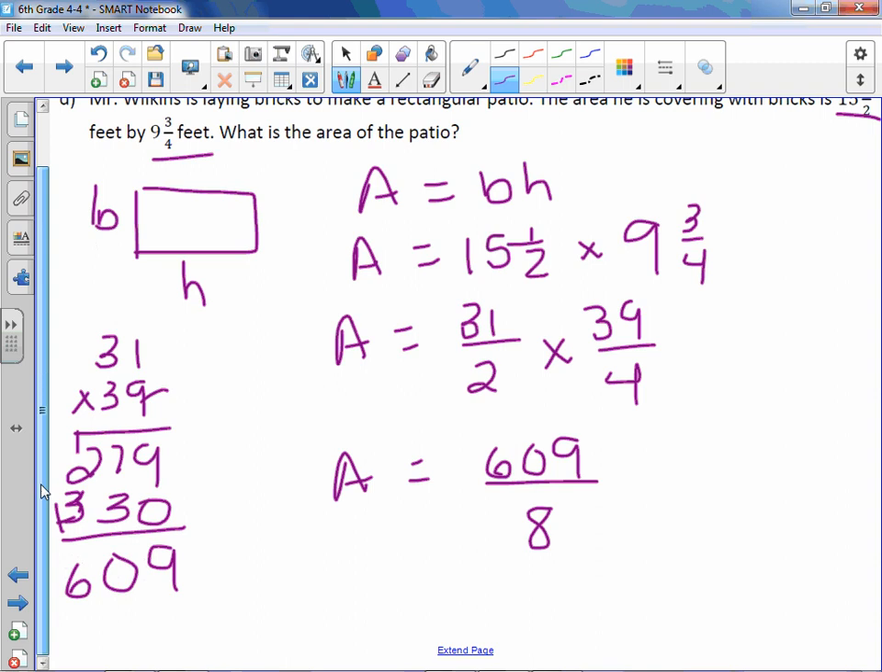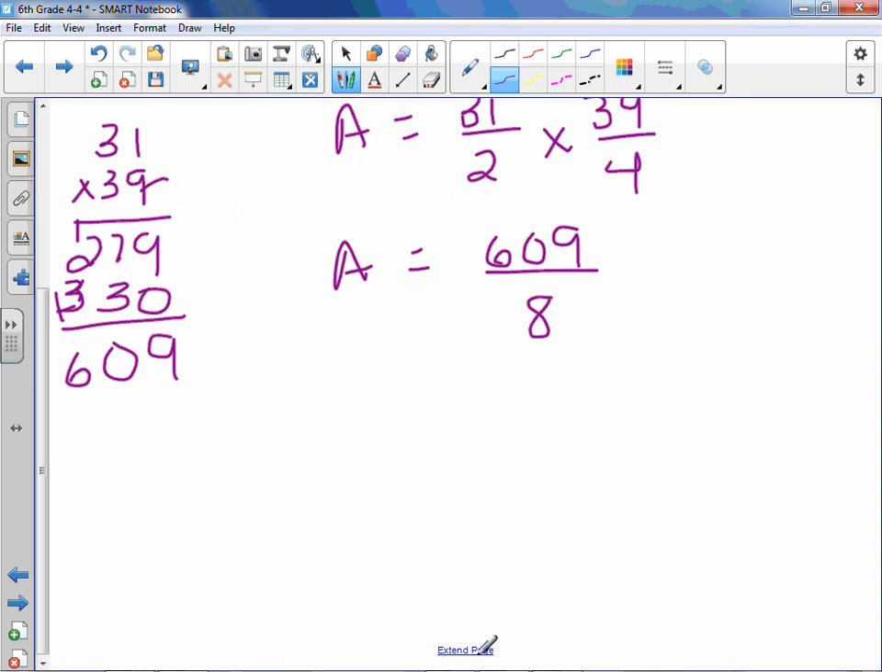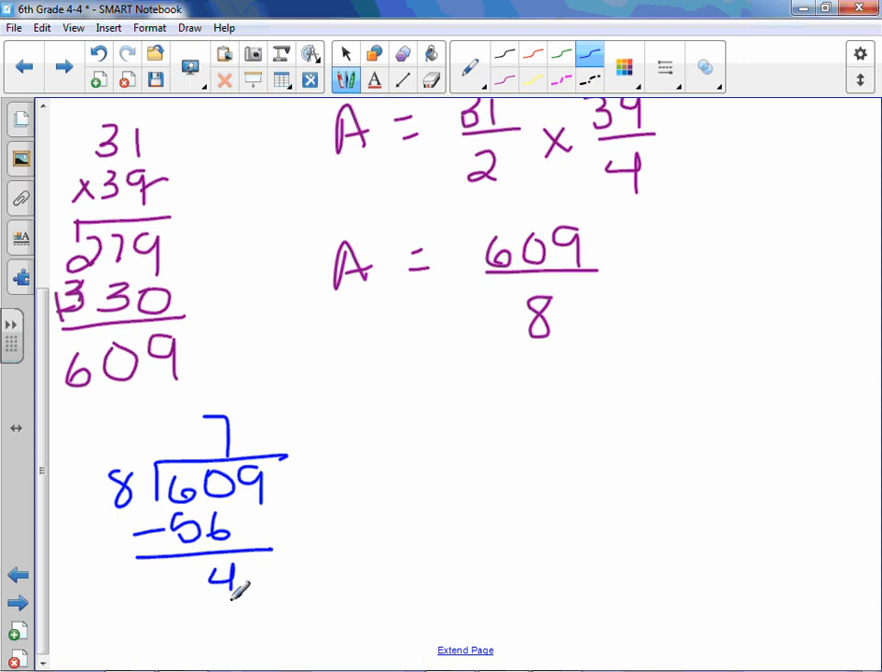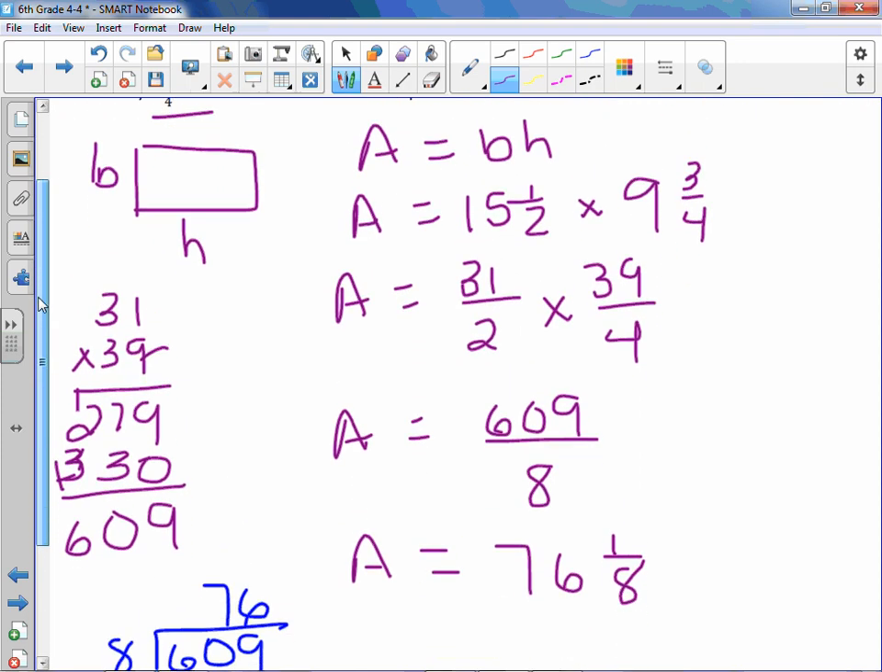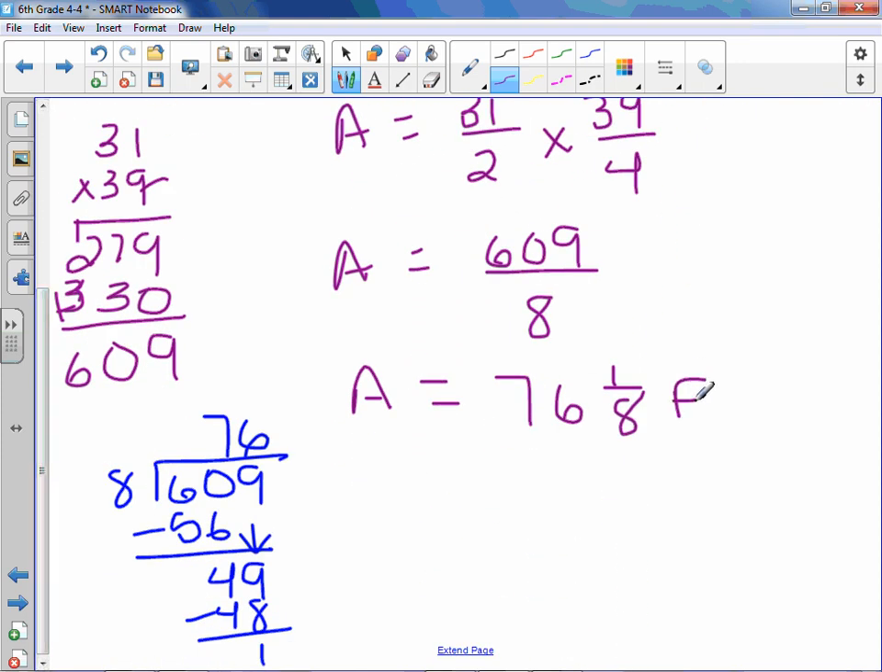And let's do this long division here to change it back to a mixed number. 8 into 609. This would be 7 minus 56 is 4. Bring down the 9. 8 times 6 is 48. Subtract and get 1. So our final area would be 76 and 1/8, and this is feet, so area would be feet squared.